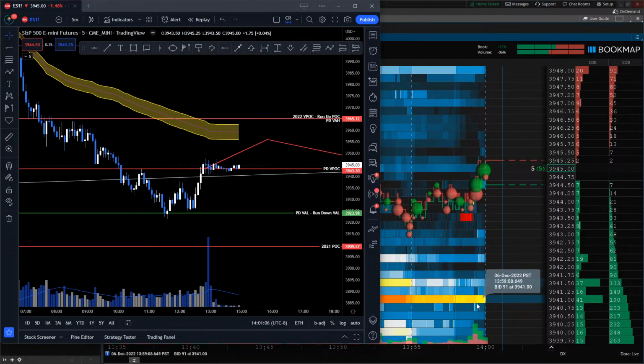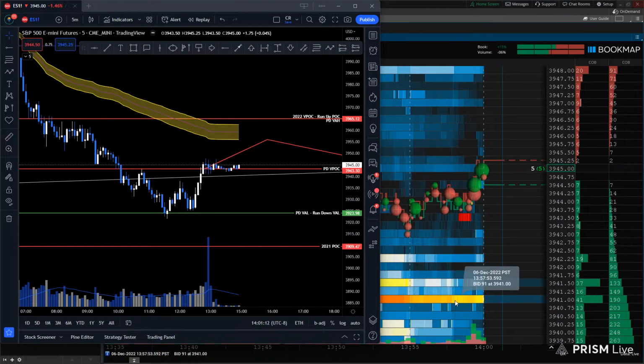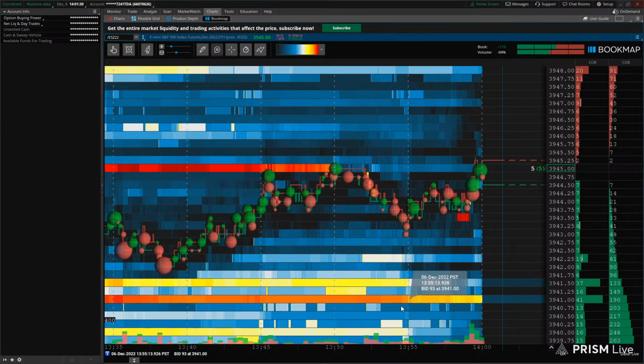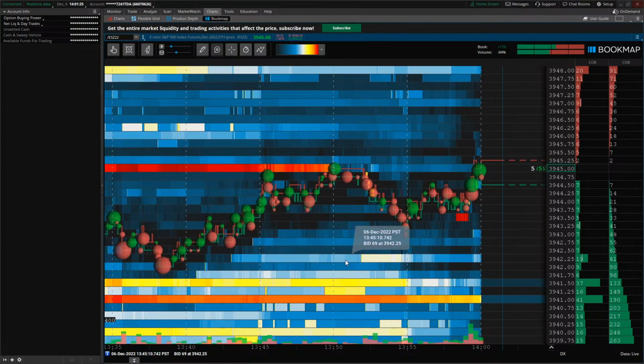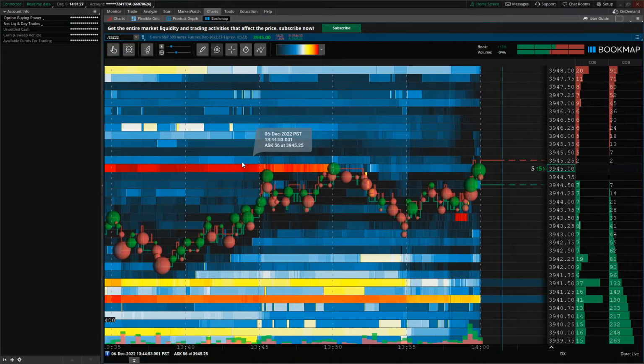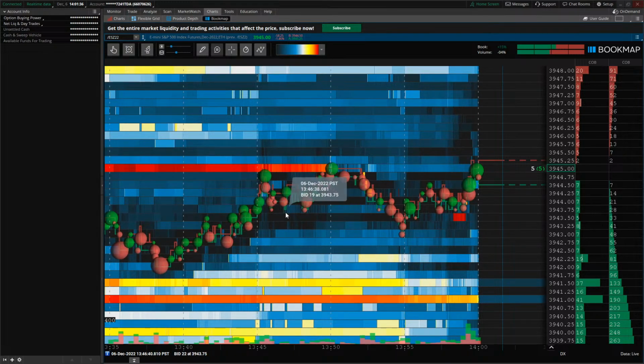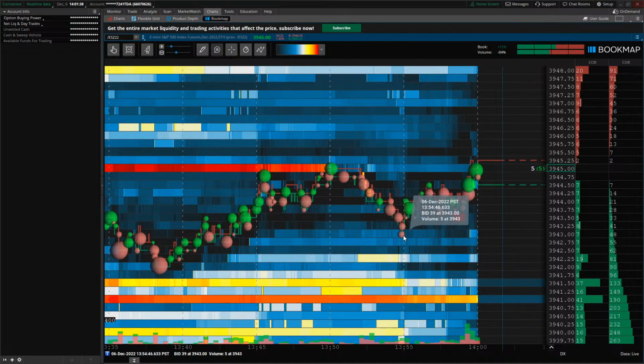So this area here on Bookmap, 3941, before the market closed, we had a lot of orders. We don't know if they're buying or selling, but when you have a large amount of orders like this, you'll generally see a bounce there. Here you can see a very, very high volume of orders up here, the dark red. And we rejected perfectly there and then came back to it again and rejected down.